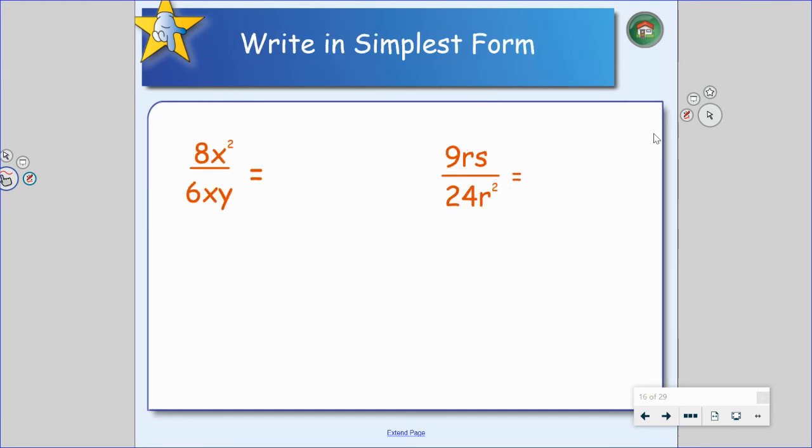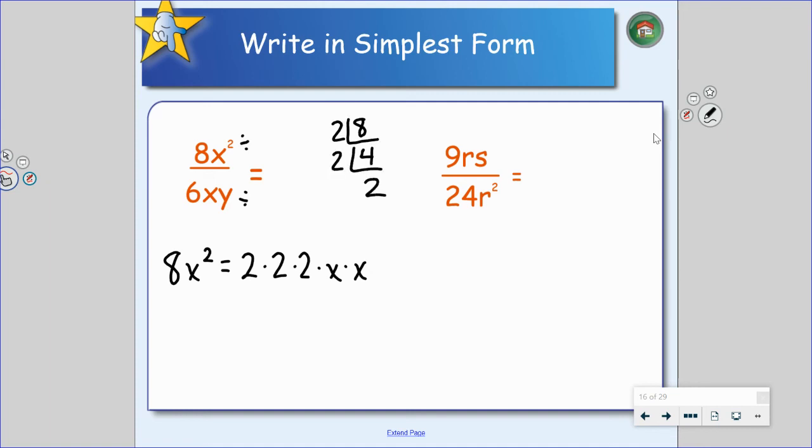Can we simplify fractions with algebraic terms? Now, again, some of you can simply find the greatest common factor, but for the rest of us, we really should write the prime factorization of each term. So 8x squared can be rewritten as 2 times 2 times 2 times x times x. Don't forget, if you get stuck, you're welcome to do the upside down division, or I've seen some of you do factor trees to find all the prime factors. Meanwhile, 6xy can be rewritten as 2 times 3 times x times y.